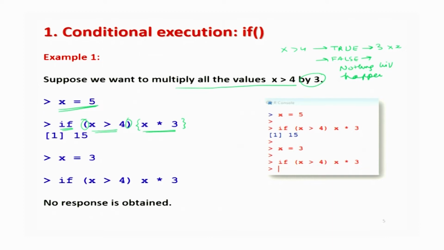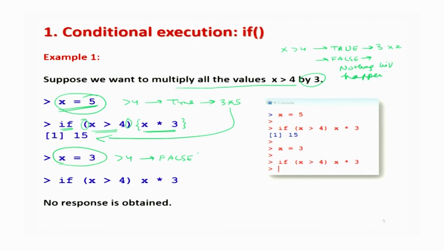So, here on the R console I will show you the application of both. In this case, since you have taken the value to be 5 and this 5 is greater than 4, the condition is true, and so this number is multiplied by 3 and you get 3 into 5 as 15. Now, if you take another number, x equal to 3, what will happen? 3 is less than 4, this is false. So, in this case no outcome will be obtained. If you execute this condition, if x greater than 4 and then x into 3, no response will be obtained here.